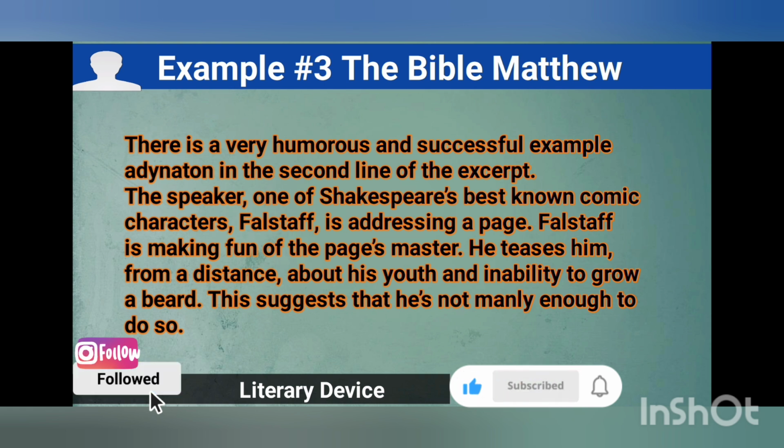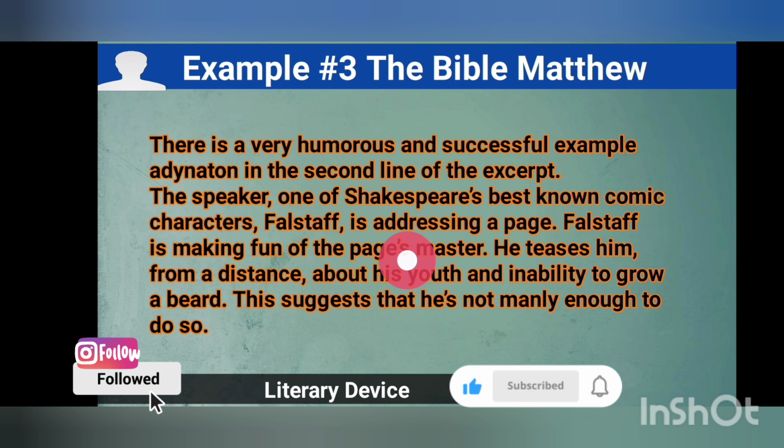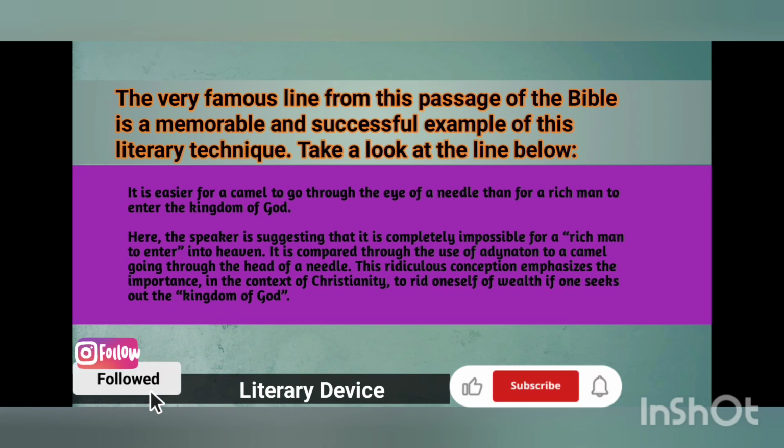This suggests that he is not manly enough to do so. The Bible. A very famous line from this book is a memorable and successful example of this literary technique. Take a look at the line below.